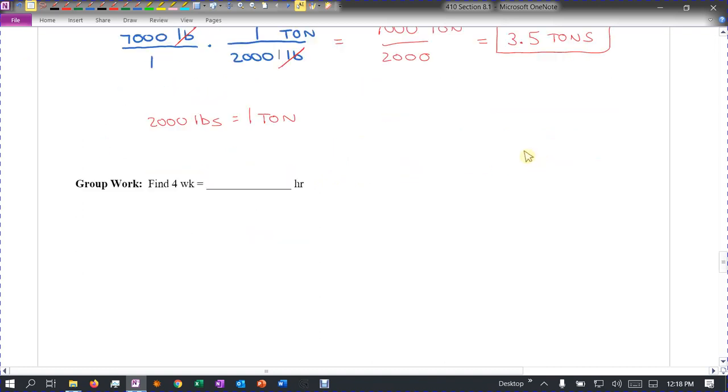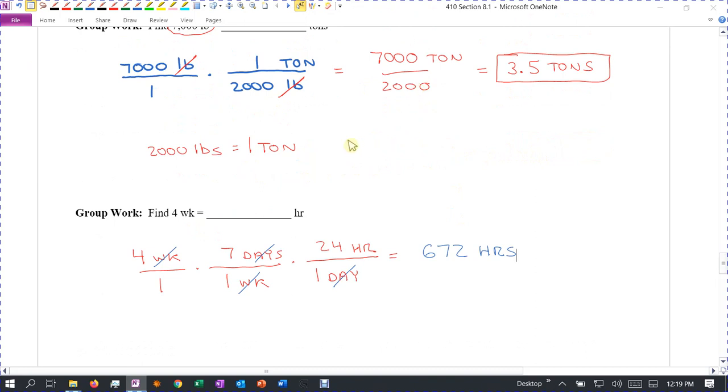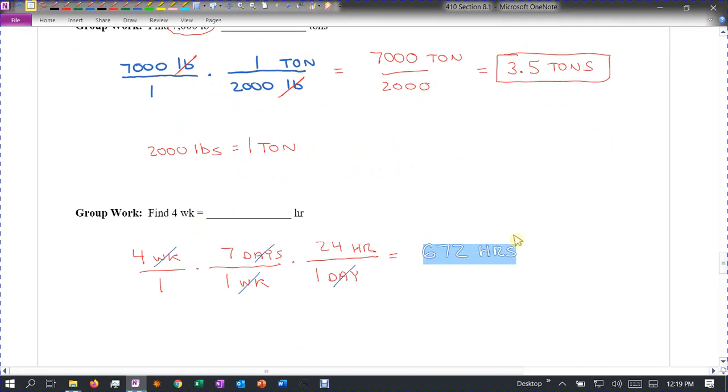Okay, let's see if you can do this one. We want to convert 4 weeks to hours. See what you do. Okay, so hopefully you got 672 hours. So we start out with 4 weeks over 1, and we want weeks to cancel, so we know that there's 7 days in 1 week. And so we go ahead and cancel the weeks, but then we want the days to cancel and go to hours, so we know that 1 day is 24 hours. Cancel the days, and then just multiply straight across.